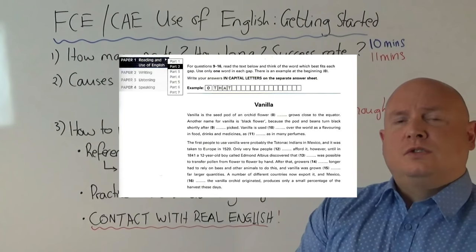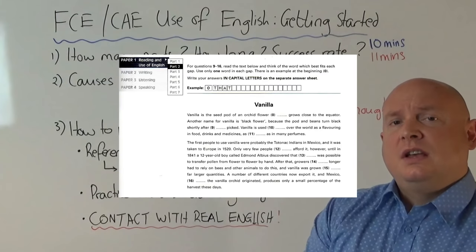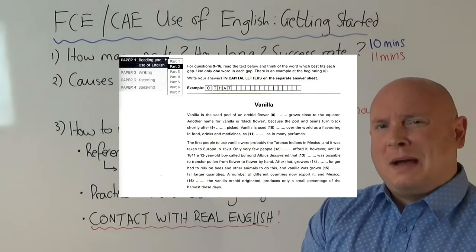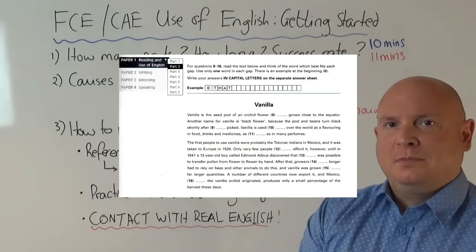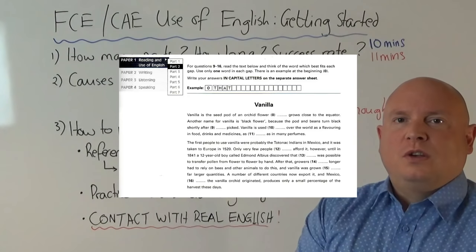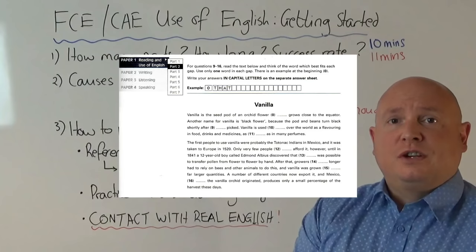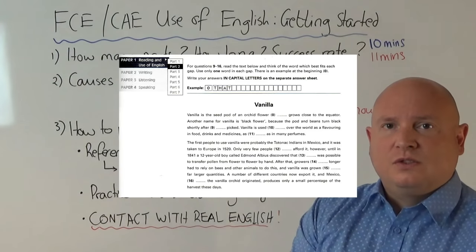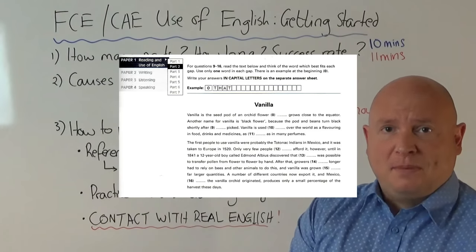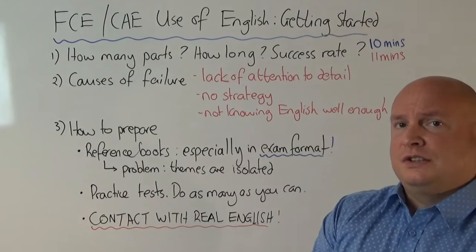Now let's have a look at part two. Part two is called the open cloze. Again, you have a piece of text, eight gaps, and you need to put in the more grammatical words, like your auxiliaries, like am, are, is, was, were, have, has, been, being, words like so, such, your relative pronouns, your words for contrast, like however, furthermore, while, whereas, although, articles, a lot of prepositions as well. So you really do need to know that. And again, I'll explain how to do that soon.